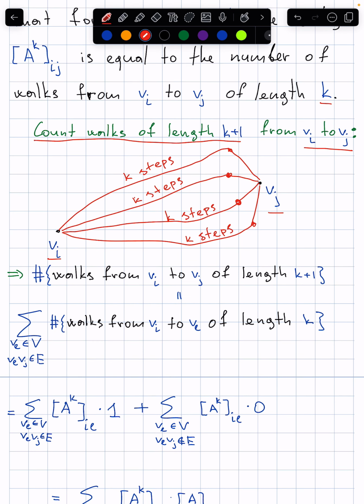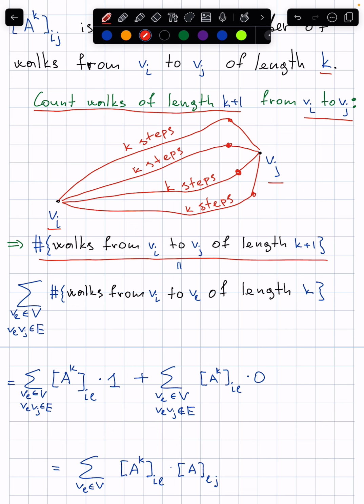So we want to compute the number of walks of length k plus 1 from vi to vj. From this idea I just described, this is the same as the sum over all the vertices that are neighbors of vj, so all vl such that vl vj is an edge, right? And then we need to sum up the numbers of walks from vi to vl of length k.